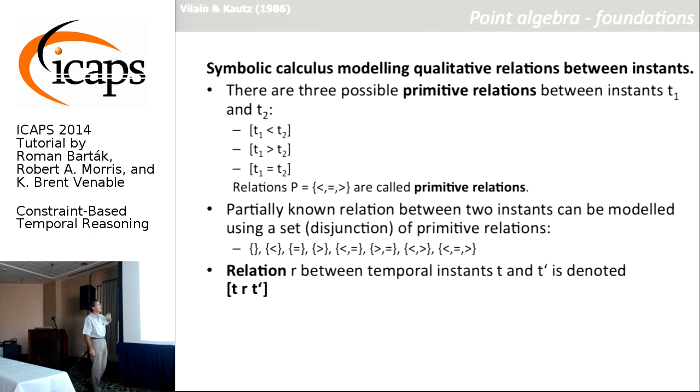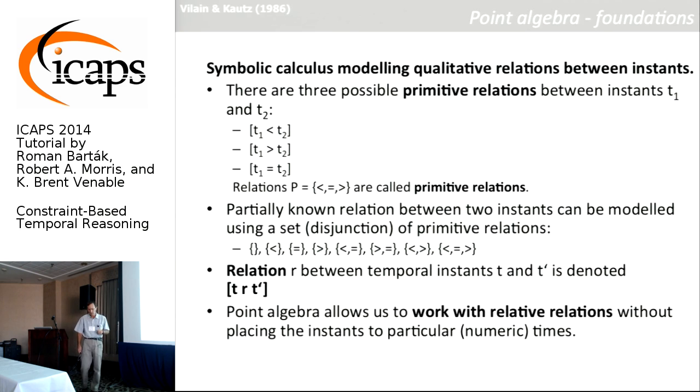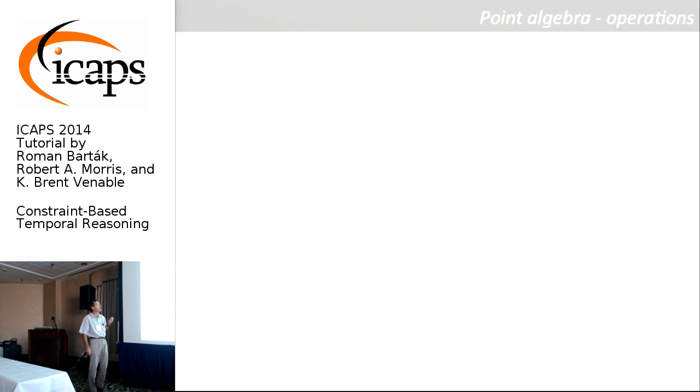Okay, so these are primitive relations. We will describe them using this formalism: time point, set of primitive relations, and another time point, right? And point algebra is a mechanism to work with these relations, and as I said, without really using numerical time. But if we are talking about algebra, we need to define also relations between these.